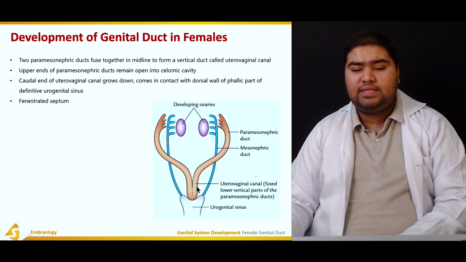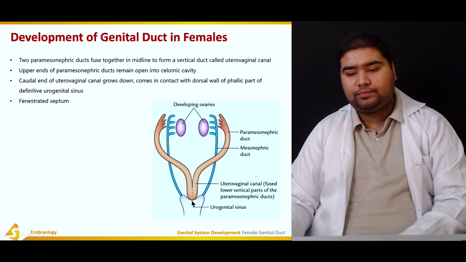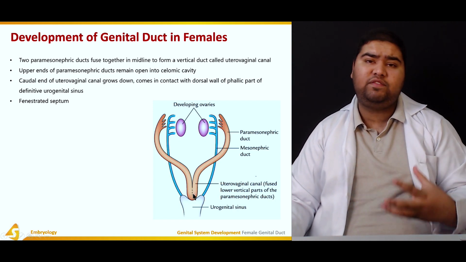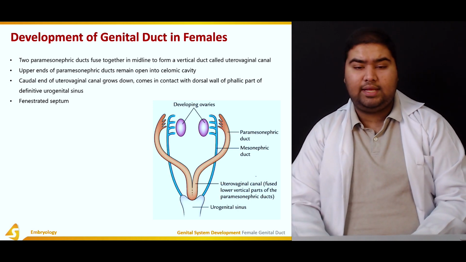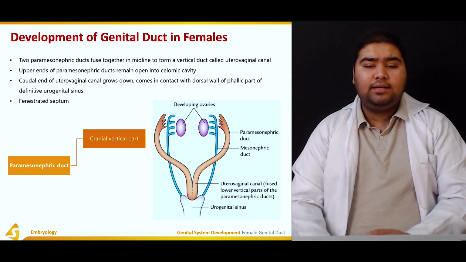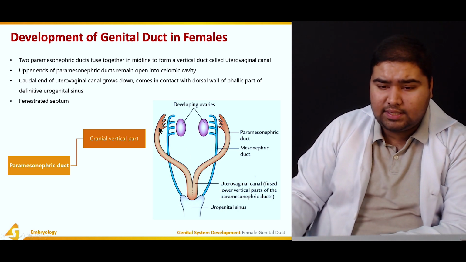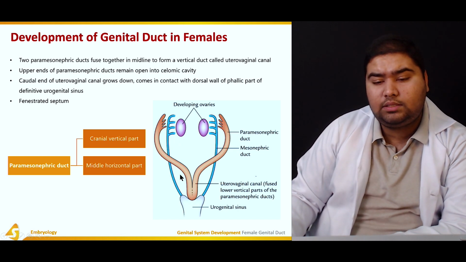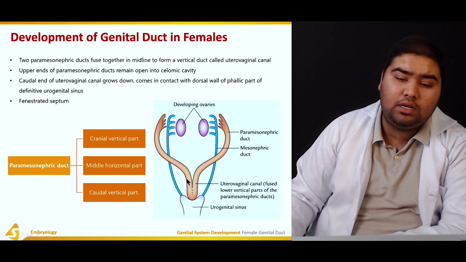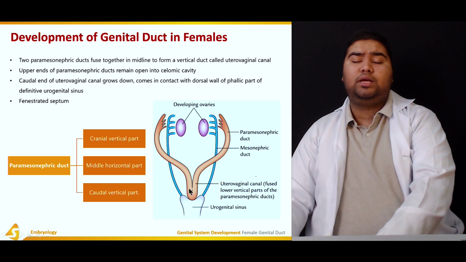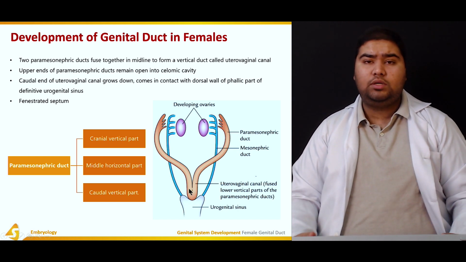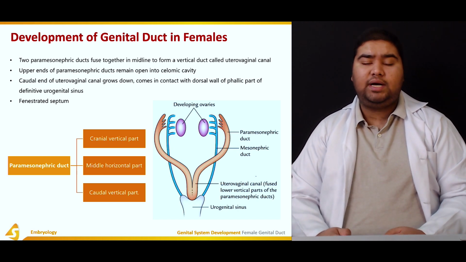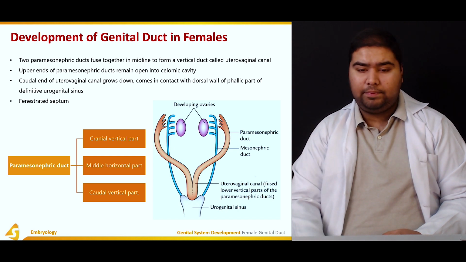A fenestrated septum is actually present between the two parts of the uterovaginal canal. This is the fenestrated septum. It is not a complete septum, but a septum with fenestrae, that is, small openings within itself. So the paramesonephric duct has a cranial vertical part. This is the cranial vertical part. Then it has a middle horizontal part. This is the middle horizontal part. And finally it has a caudal vertical part. This is the caudal vertical part. So it has been divided into three parts: a cranial vertical part, a middle horizontal part, and a caudal vertical part.